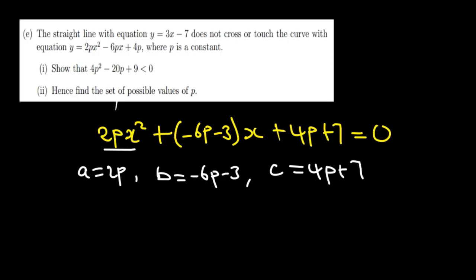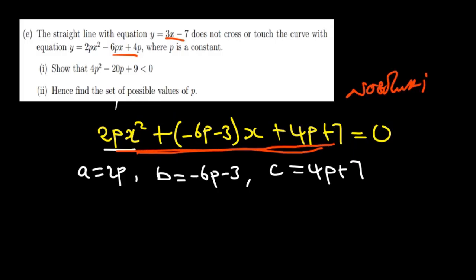Alright, so we are told that this line here does not touch this curve here. And when we substituted it, we found this quadratic equation. So if that line does not touch that curve, it means this quadratic equation has no solution or no real roots. If it has no real roots, it means the discriminant is less than 0. And we know that the discriminant is given by b squared minus 4ac.